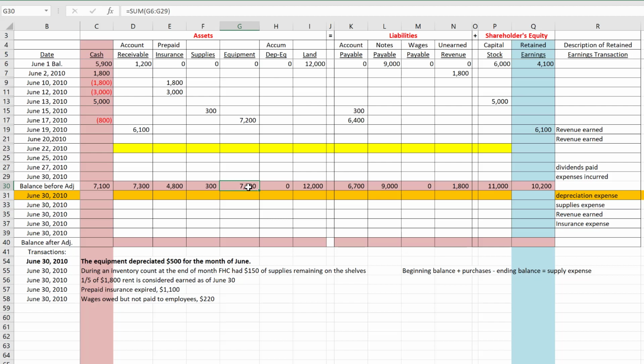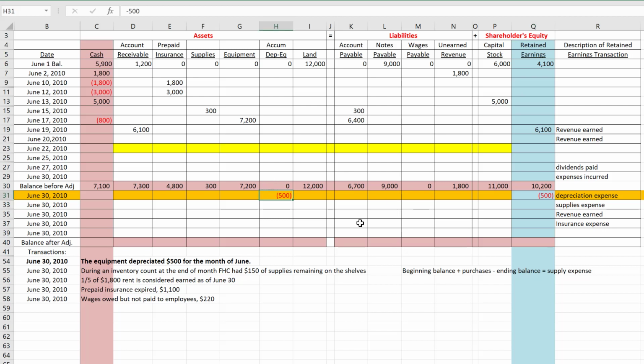The way we set this up in our accounting system is we set up what we call a contra account. The contra account is accumulated depreciation, and then we have a depreciation expense. So in this case, we have a contra account of $500, which is a negative value, and our depreciation expense is an expense, and it actually is going to reduce our retained earnings.